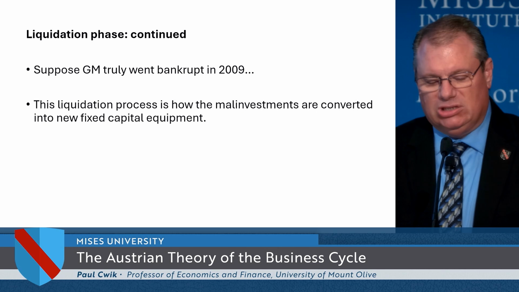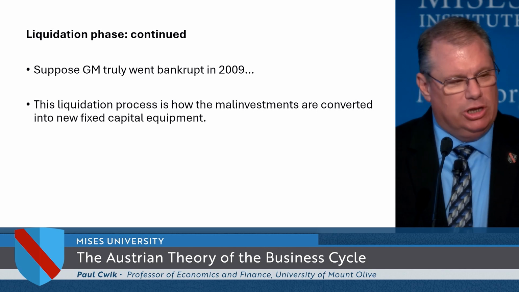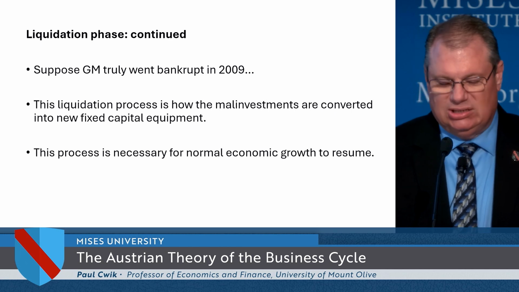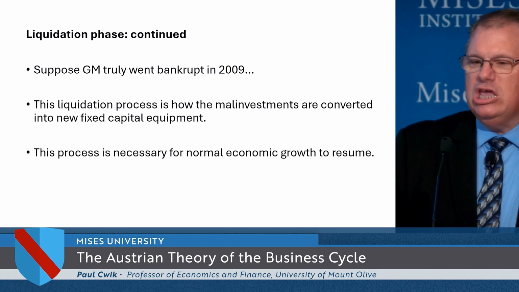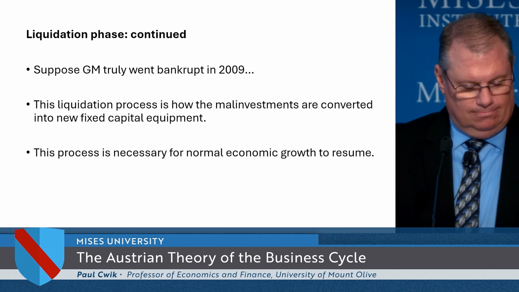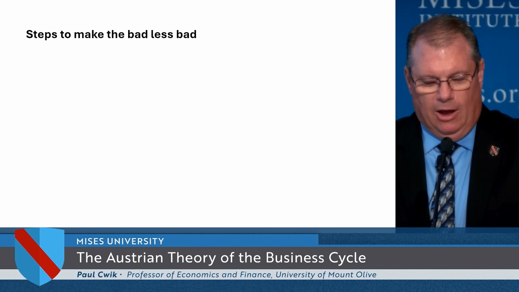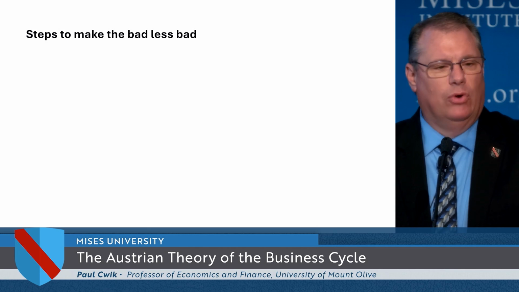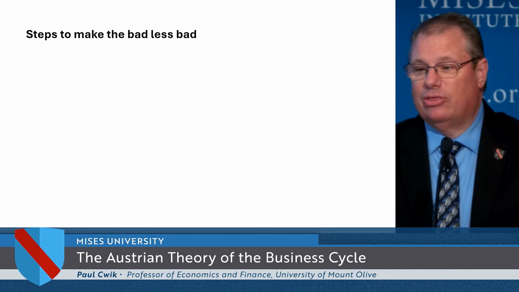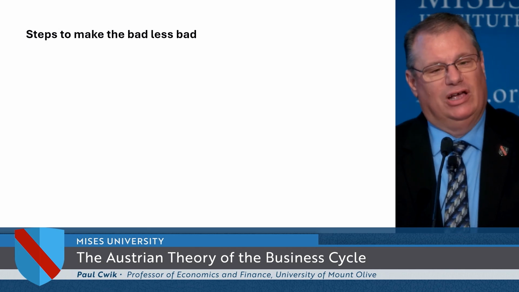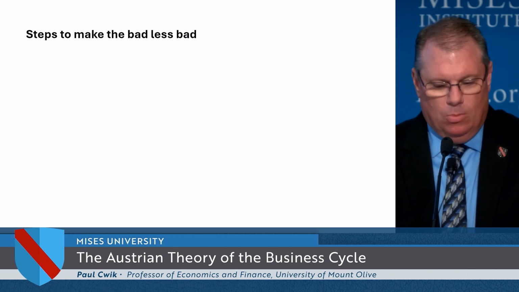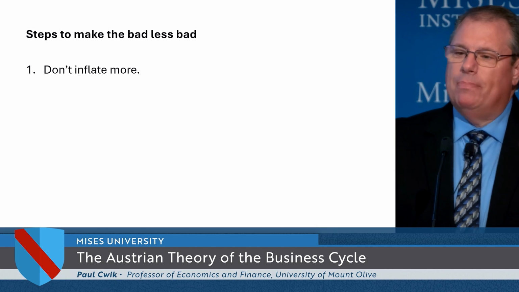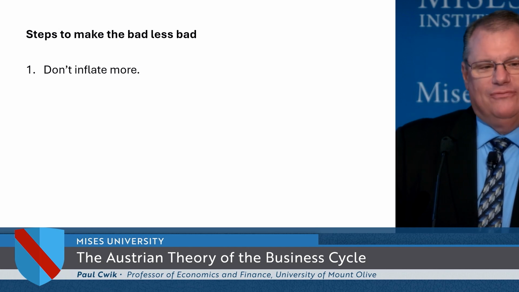The liquidation process is how malinvestments are converted into new fixed capital equipment. This process is necessary for normal economic growth. Now, what's the cure? There is no cure. There's no avoidance, right? Once you start down that path, you need to clear out the malinvestment. But we can make the bad less bad, okay? Like what? Stop inflating.